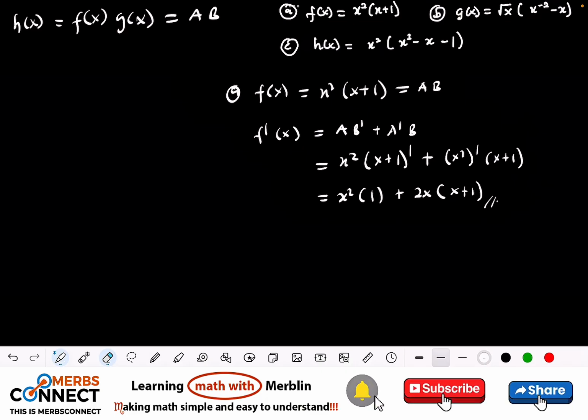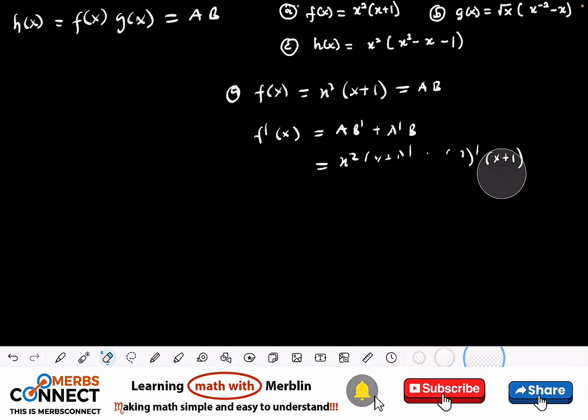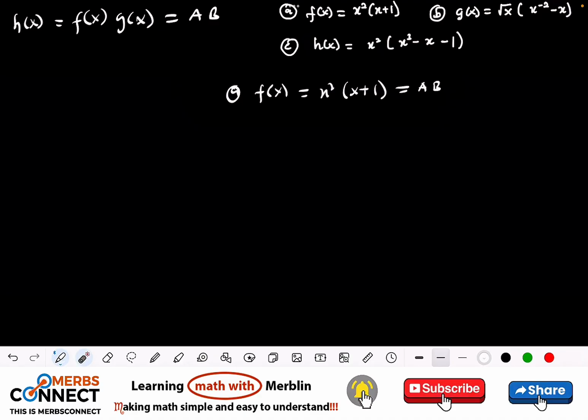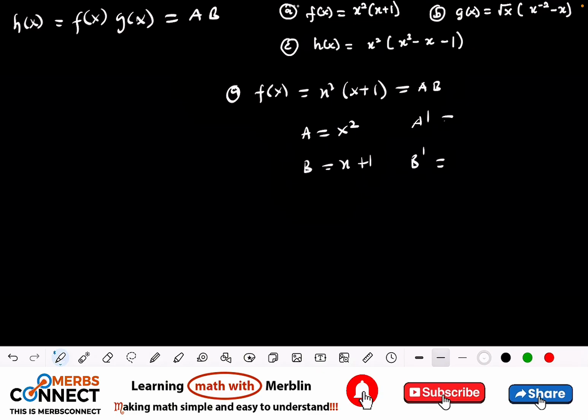Another way that you can do this is, let's assume that you didn't remember that the formula is supposed to be a b prime plus a prime b. Then what can I do? What you can do from here is, since now you are saying that this is equal to a b, you can say that this is the same as f g, also the same thing. So now my a is equal to x squared and my b is equal to x plus 1. So for the product rule, since I have a and b, I need a prime, I need b prime. So what is a prime? Based on the power rule, when I differentiate x squared, I'm going to get 2x.